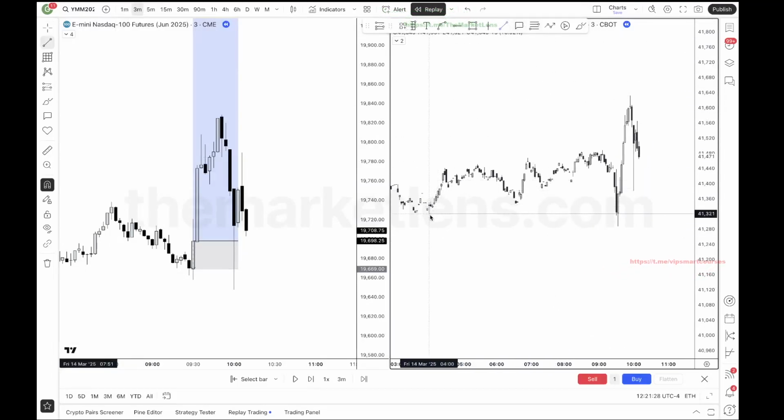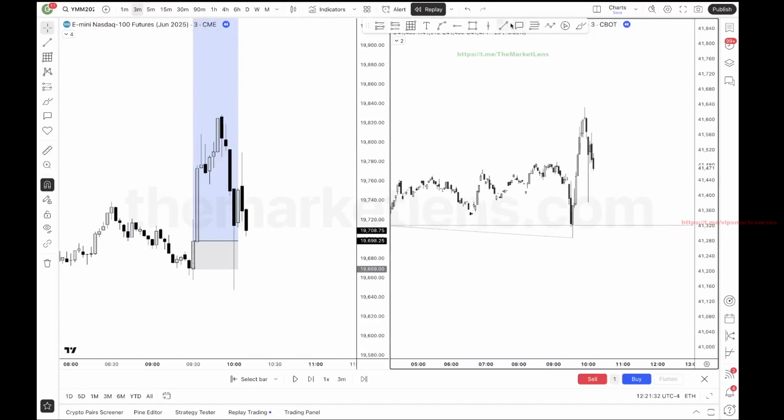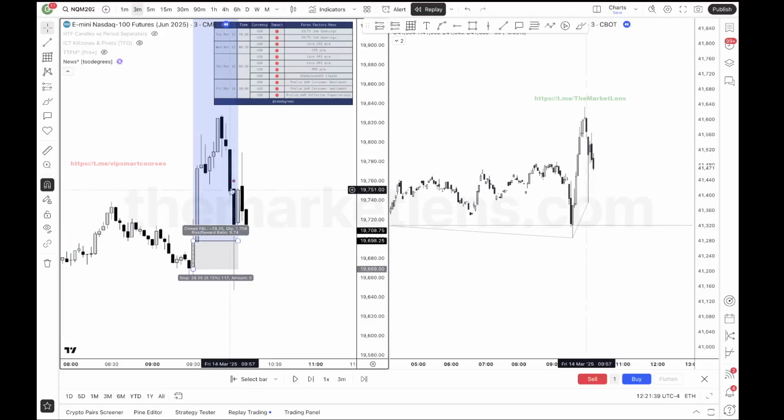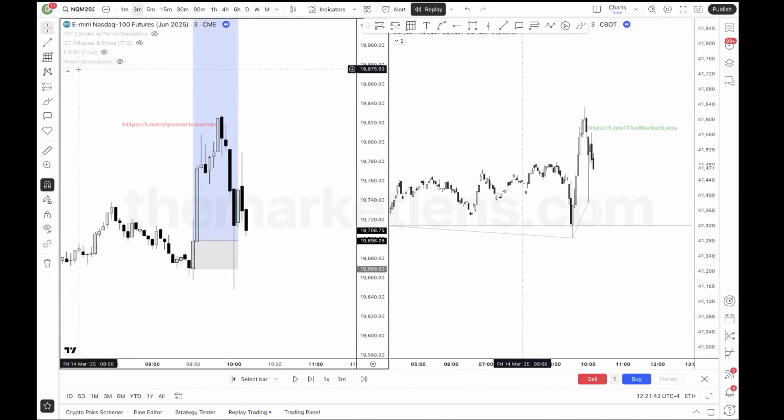Because here we have one stage SMT and then two stage SMT. Where 10 o'clock news, so if I play this little news thing, we see 10 o'clock, we're pairing a driver, manipulation with a driver again. And this is where I trade ES.